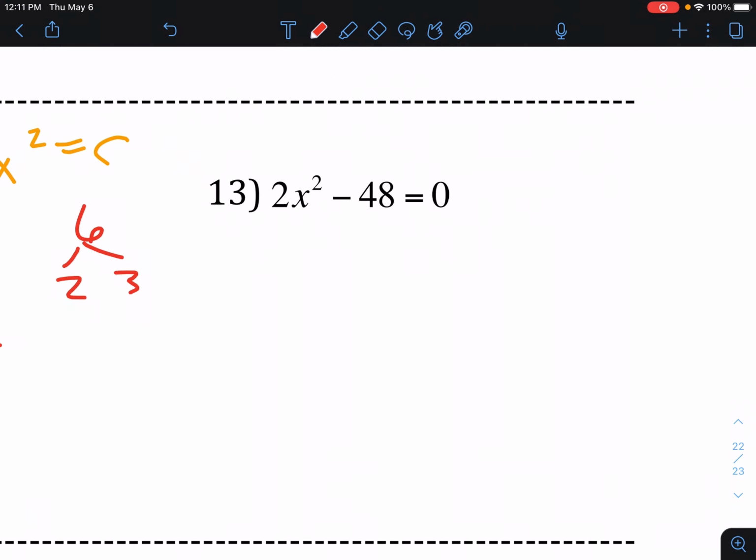Number 13 is another problem that's missing a bx term, so we can solve by square roots here. So we're going to get x squared by itself. We're first going to add 48 to both sides. We're going to divide by 2. And now that x squared is by itself, we're going to take the square root of both sides.